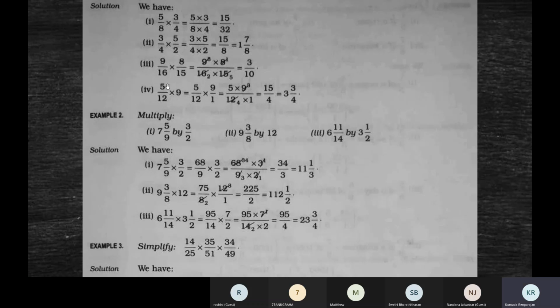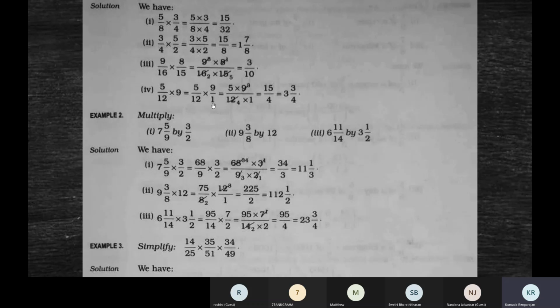See the next one. 5 by 12 into 9. And we know that 9 is 9 by 1, children. 9 means 9 by 1. So we'll first write 5 by 12 into 9 by 1.